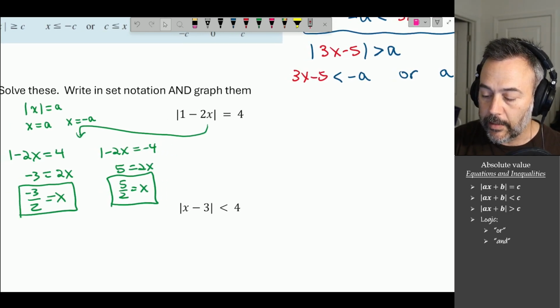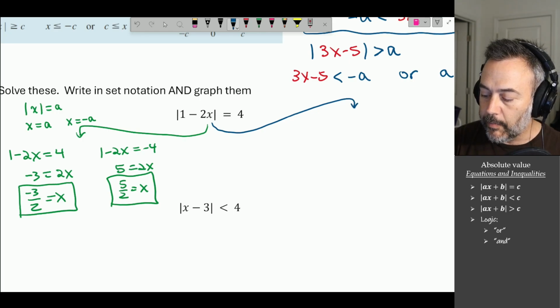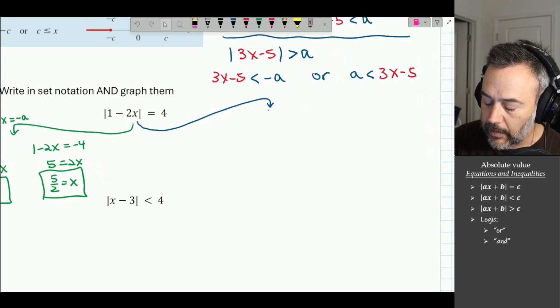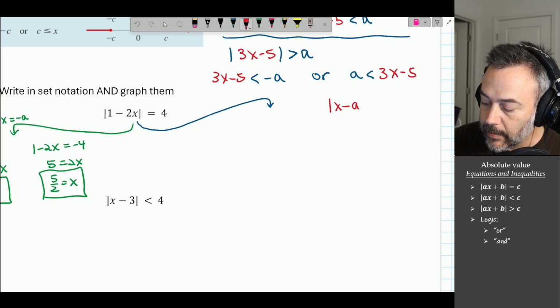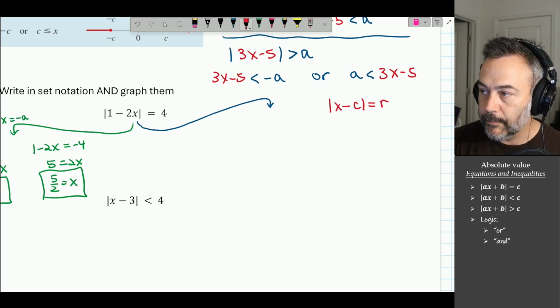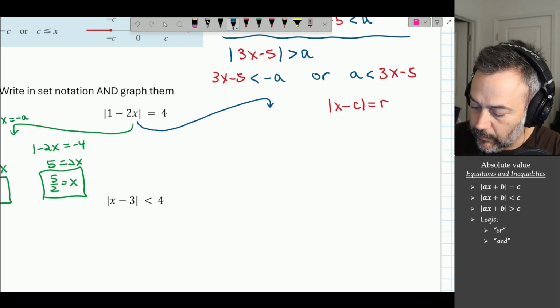We also learned a graphical way to do this by rewriting the inequality in the form, I'll write it over here on the side. We want to rewrite the inequality in the form absolute value of x minus the center, I'll put C for center, equals the radius. Okay, so how can we do that? We'll do this one in blue.